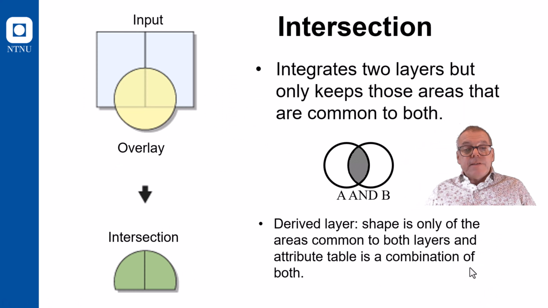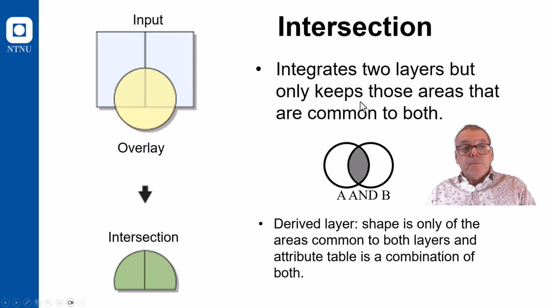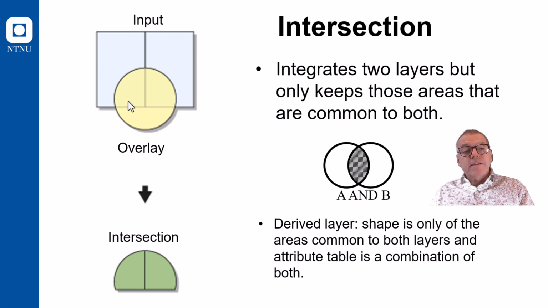Intersection, again, only keeps the area which is common for the input and the overlay layers, and integrates then the attribute tables for the two. Important to remember, and I'll show an example of that later, the shape is only the one which is common to the two layers, but there is also an integration of their attribute tables.